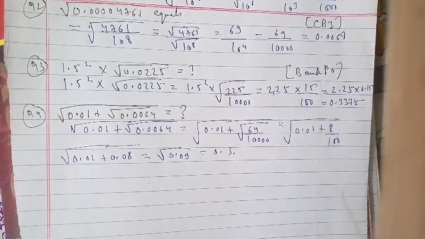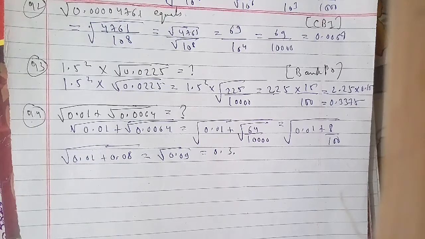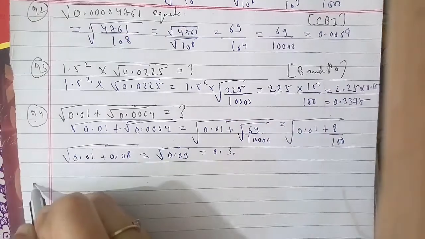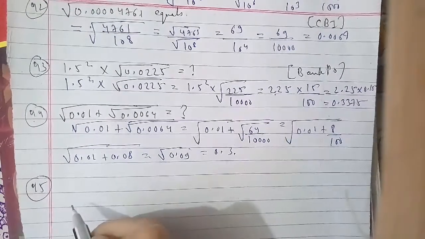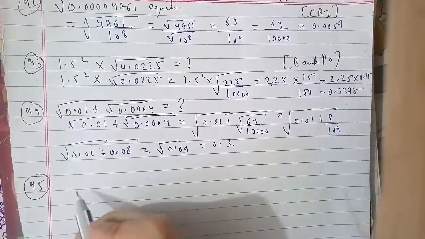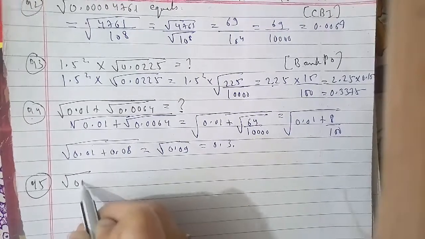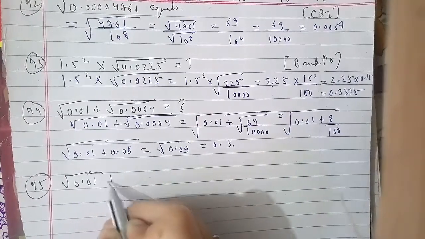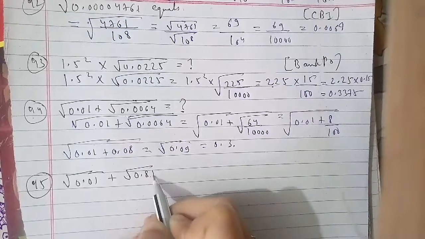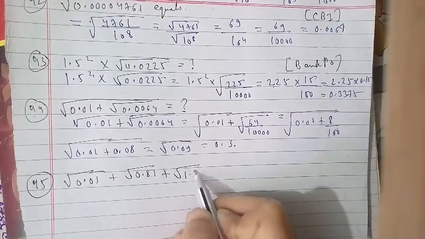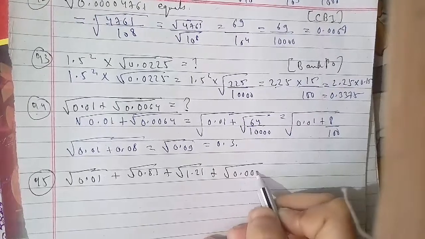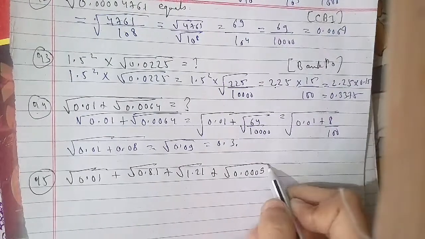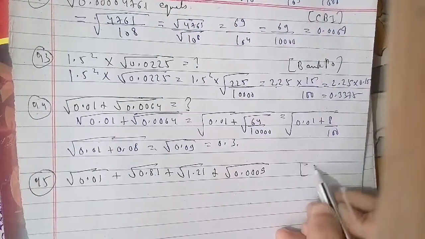So that is under root 1 upon 100 plus under root 81 upon 100 plus under root 121 upon 100 plus under root 9 upon 10000, which is equal to 1 upon 10 plus 9 upon 10 plus 11 upon 10 plus 3 upon 100 that we have here.